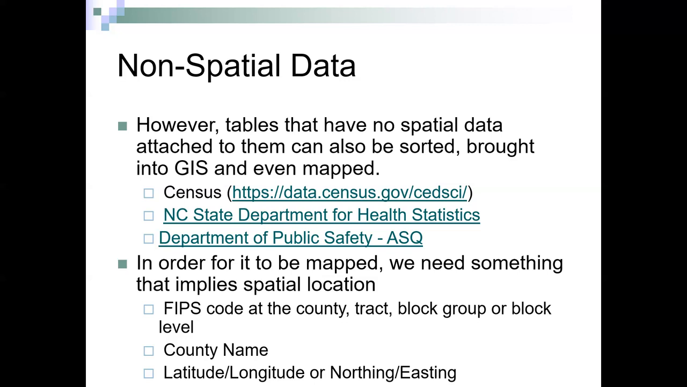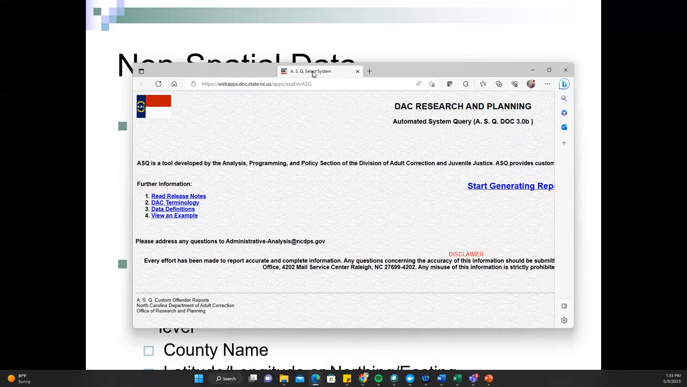I'll update it here. We got information from the Department of Public Safety. This is a really neat one that shows the number of prison entrants in the state of North Carolina that you can map by county. And then we have some information from the North Carolina Department for Health Statistics. So if we look at something like the Department of Public Safety here, this is for the people online here, and then this is for the people in class right here.